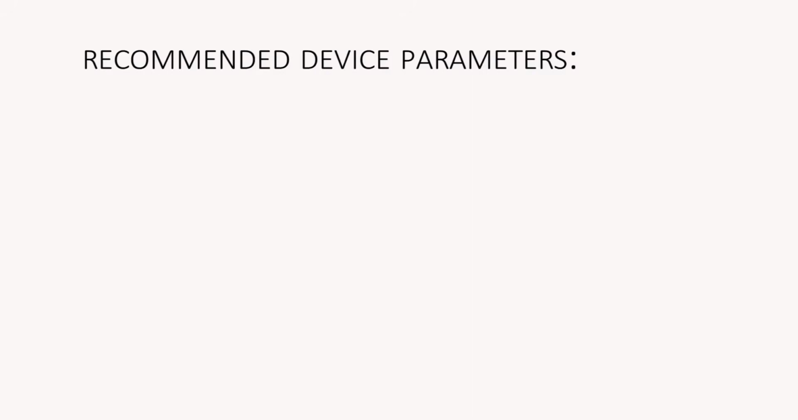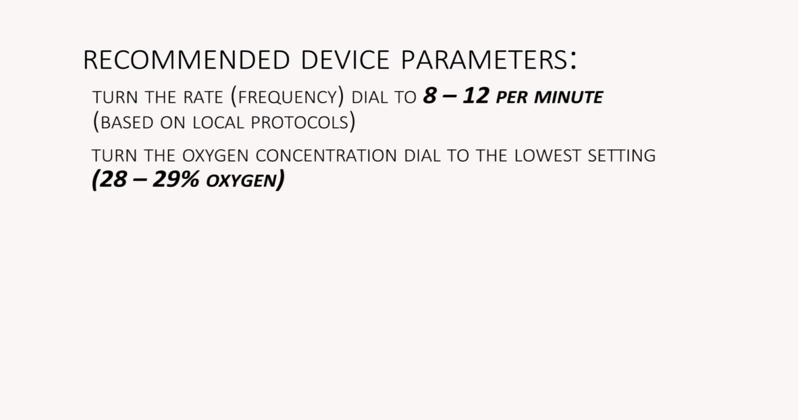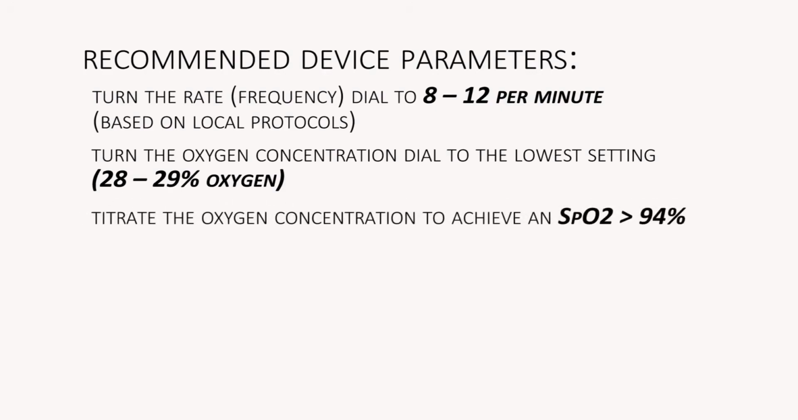Recommended device parameters are: turn the rate dial to 8 to 12 per minute. Turn the oxygen concentration dial to the lowest setting, between 28 and 29% oxygen. Titrate oxygen concentration to achieve an SpO2 greater than 94%.